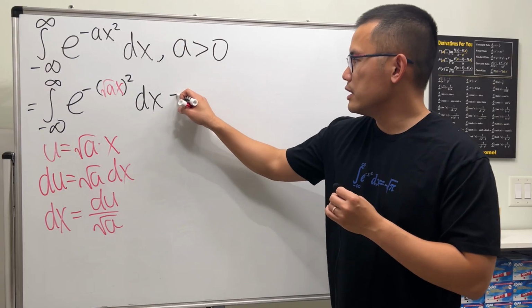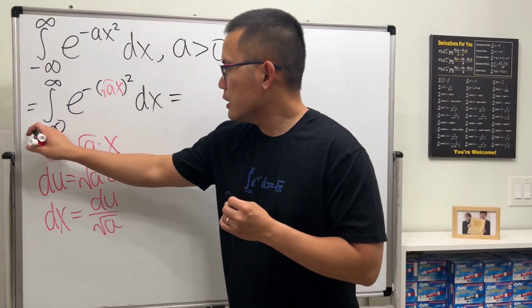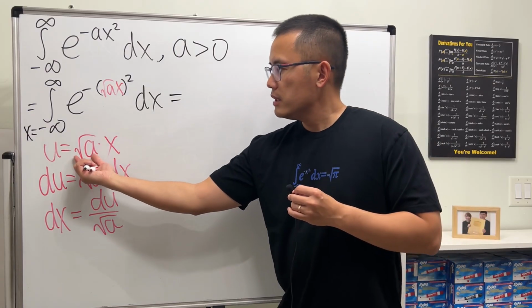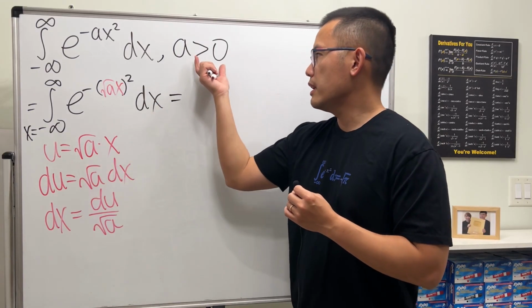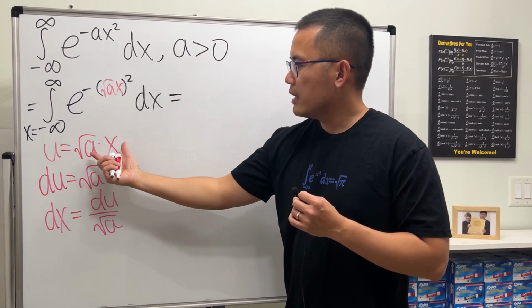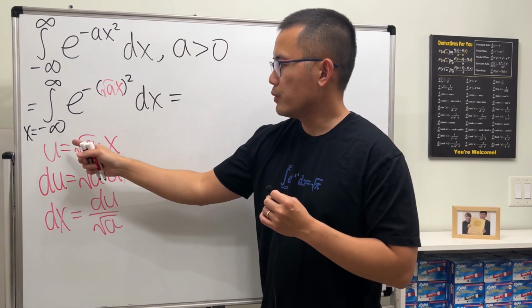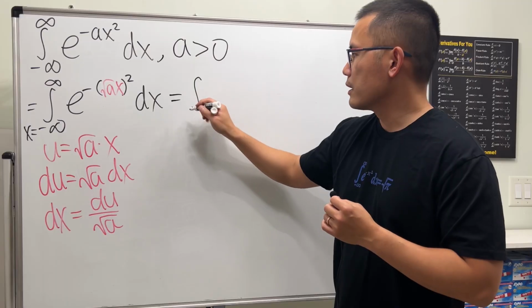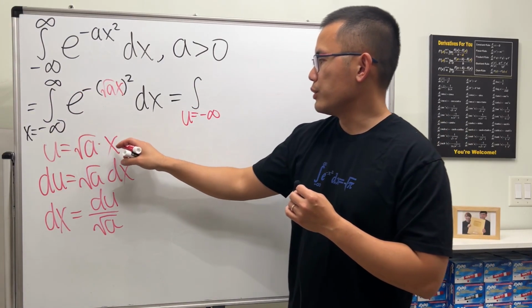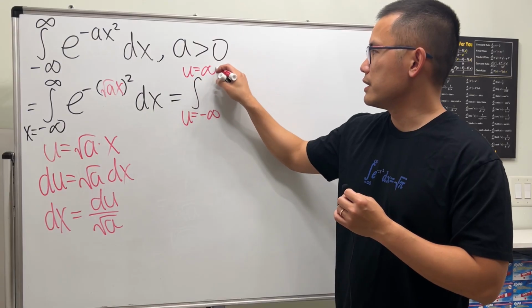And now we can take this integral to the u world. Notice, when x is negative infinity, if you put it here, this thing has to be positive, right? Because a is a positive real number or a constant. And positive times negative infinity, we just get negative infinity. So u starts at negative infinity. And then if you put infinity to here, u will go to infinity.